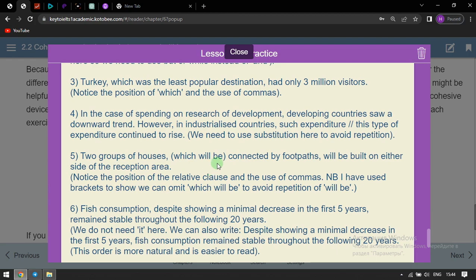Two groups of houses which will be connected by footpath will be built on either side of the reception area. Note the position of the relative clause and the use of comma. I have used brackets to show we can omit which will be to avoid repetition of will be.